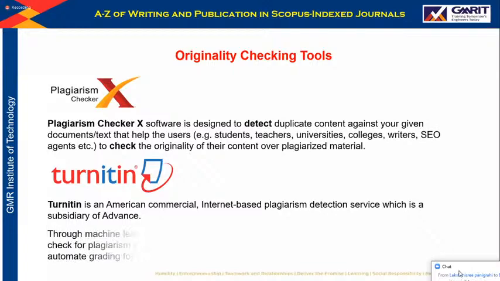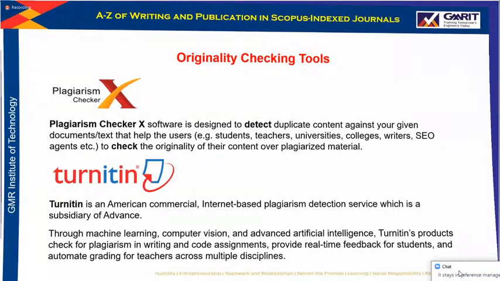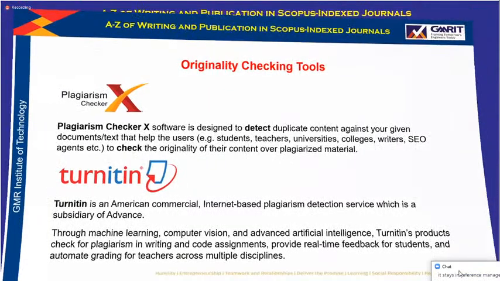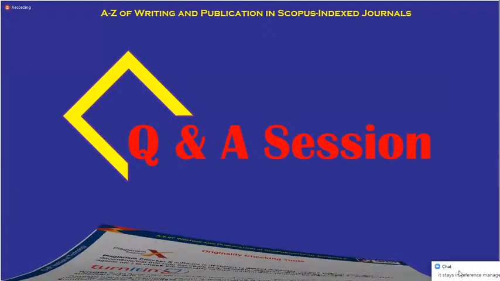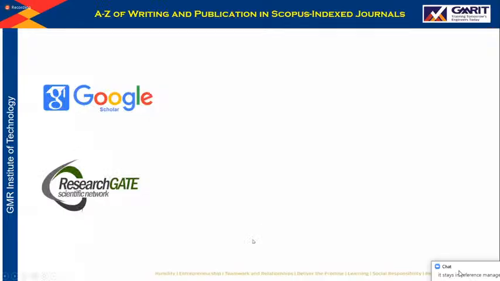So like that we have, as I told you, these are the various categories we have. I am going to deal with them now. Let us practically dive into it. So how we can use the first reviewing tool, what we call, yes, Google Scholar.